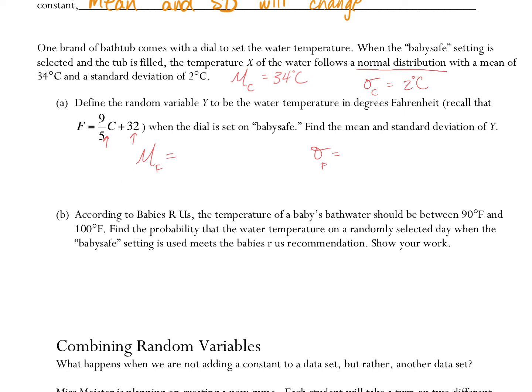When I multiply all of those temperatures by 9/5, will the mean change? Yes. When I multiply, the mean will change. I get 9/5 times 34. Will the standard deviation change when I multiply? Yes. So I'm going to do 9/5 times 2. Then, after I multiply by 9/5, I'm going to add 32. Will the mean change when I add 32? Yes. Will the standard deviation change when I add 32? No. So if I want to know the mean of the Fahrenheit temperatures, I do 9/5 times 34 plus 32.